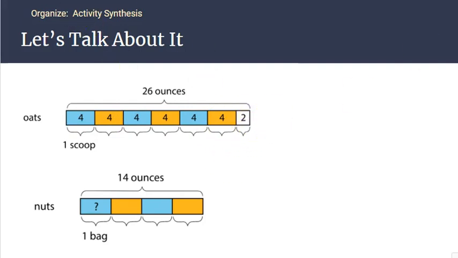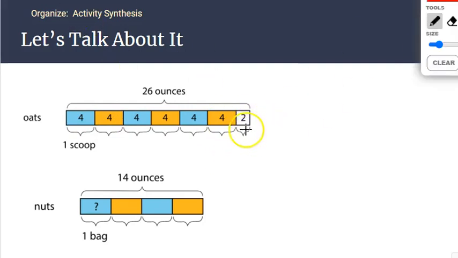Why is this 1/2 of a scoop? Well, we said that one scoop was 4 ounces. So 6 times 4 is 24. So you get 24 ounces. You still have 2 ounces left. Well, they still use those 2 ounces. So that's why it's 6 1/2 scoops.